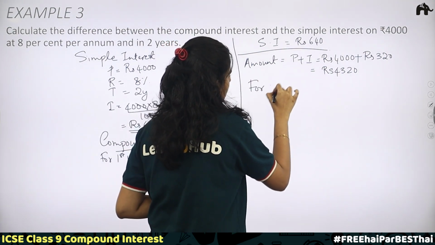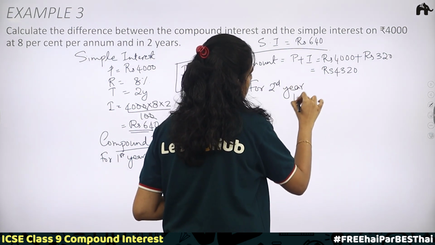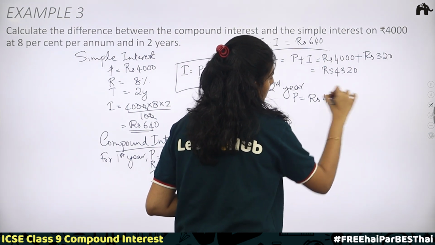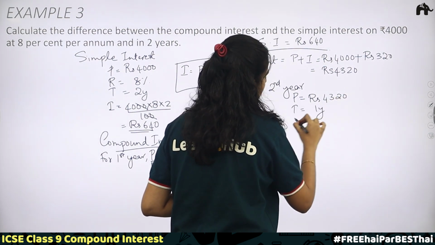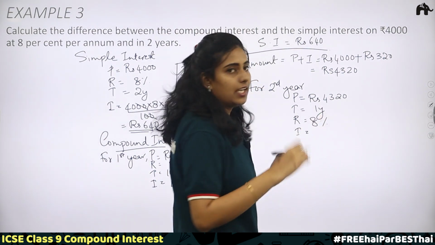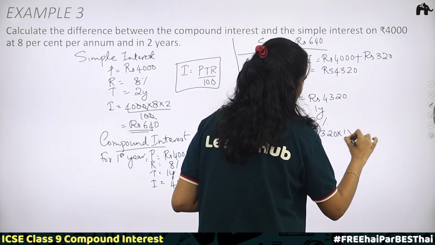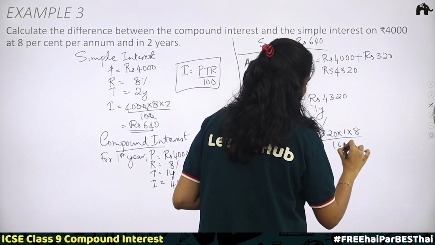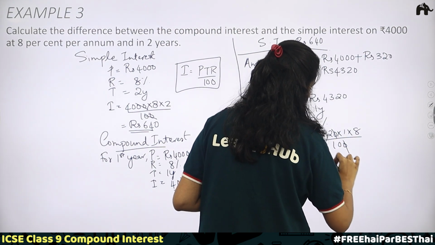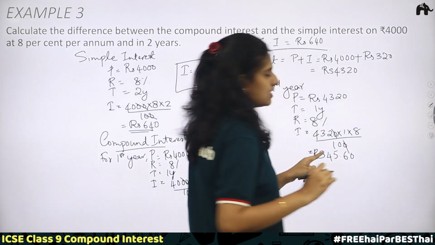Now for second year. For second year, we have principal P is equal to this amount, that is rupees 4320. Time will be 1 year. Rate of interest is same, which is 8%. Then the interest will be equal to again PTR divided by 100. 4320 into 1 into 8 whole divided by 100. So when you calculate, zeros can be cancelled. When you calculate, you will be getting 345.60 rupees. So this is the interest.